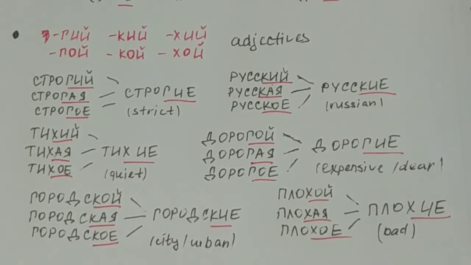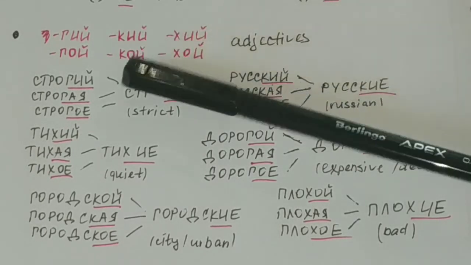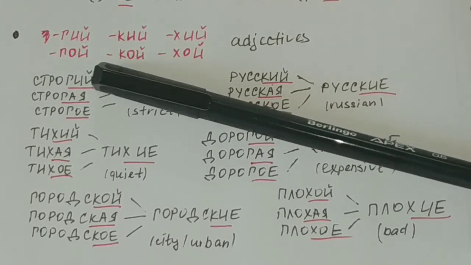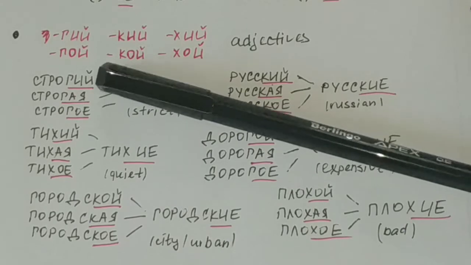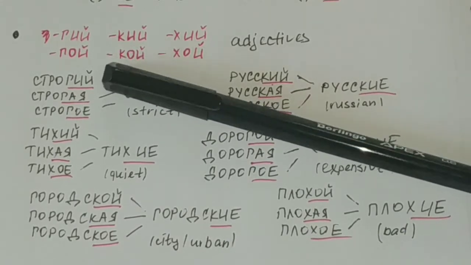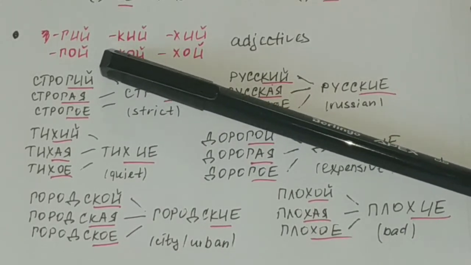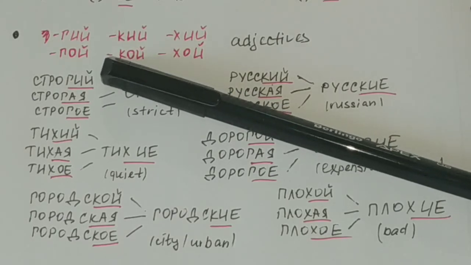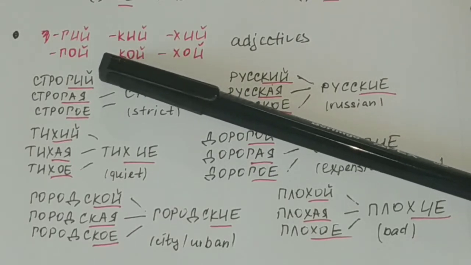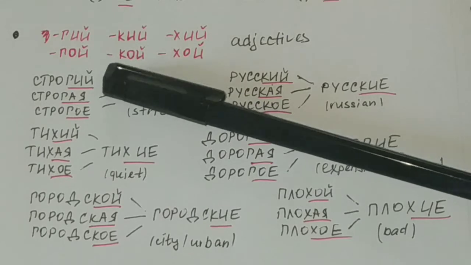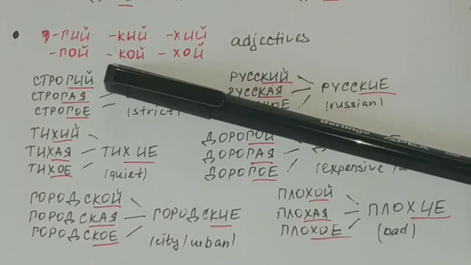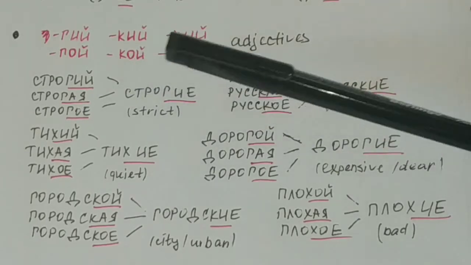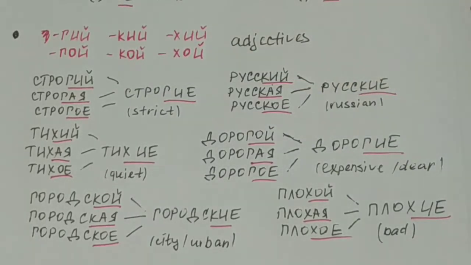So basically, when you see an adjective ending in either of these six endings, you make the plural form by changing it into ие, no matter if it is the masculine gender adjective or any feminine or neuter gender form. If it comes from the masculine gender adjective ending in either of these six endings, the plural form will be made by adding ие.